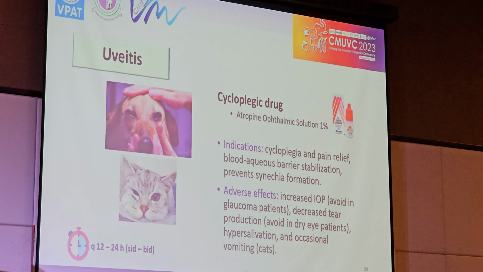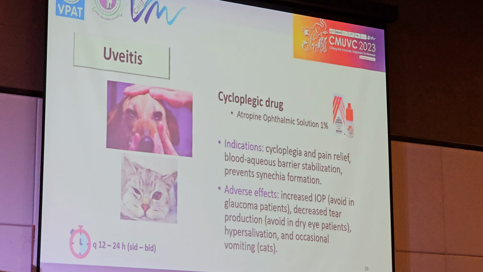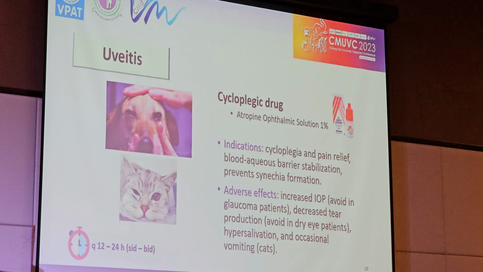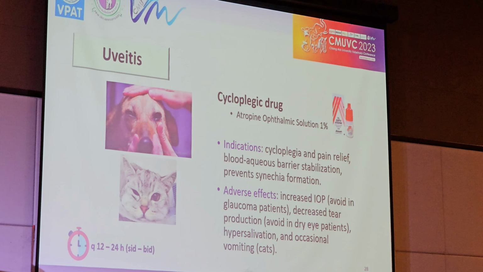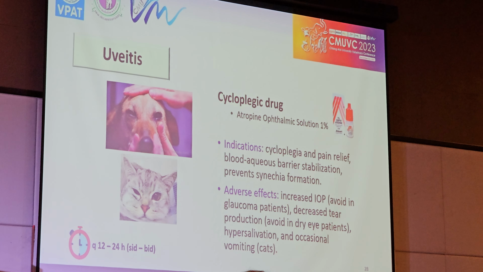The adverse effects of the drug are an increase in ocular pressure, which should be avoided in glaucoma, and decreased tear production, which also should be avoided in dry eye patients. It can cause hypersalivation and occasionally induce vomiting in cats. And the frequency of the topical drug can be about 1 to 2 times daily, according to the severity of the inflammation, and then taper off in line with the clinical response.